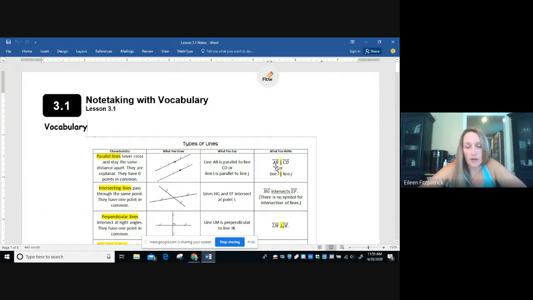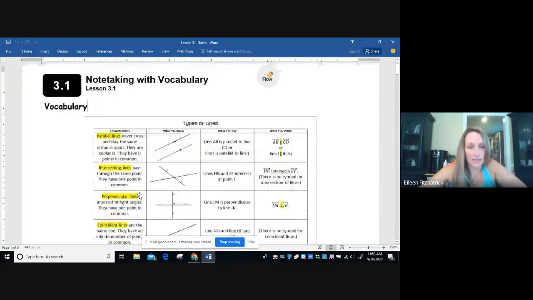All right, and then the way you write it, you can write that line AB is parallel to line CD. Make sure you put your line symbol above the letters, and these two parallel lines, those two vertical lines, are the symbol for parallel. Or if you're naming it using that one single letter instead, you'd say line L is parallel to line J. So that's the notation.